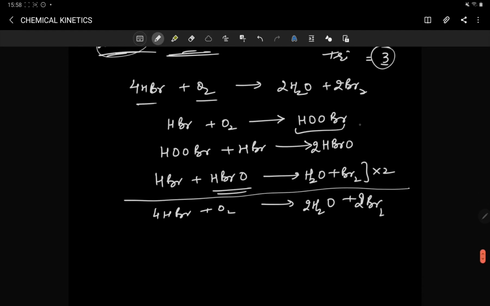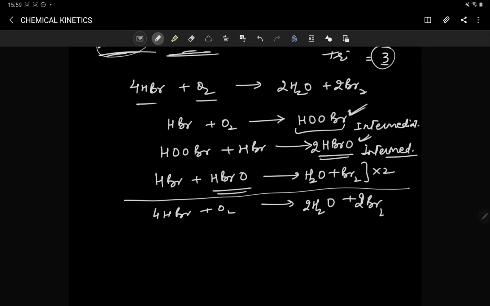This is one intermediate, intermediate 1. This is another intermediate, intermediate 2. That is how we are getting the intermediates here. Now how do we know that these are intermediates? Because these are not present in the final product. They are just formed for some time and then converted to the final product. That is why they are the intermediates.